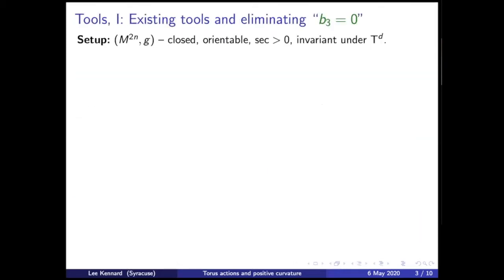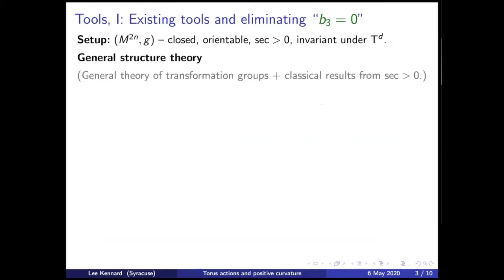So I want to go into the tools, and this slide is where I'm going to summarize a bunch of the tools that come in. I'm not going to go into details, but I just want to advertise some of the different things that come in, and then I'll discuss the main new tool starting on the next slide. First of all, we have a torus action, and these things have been studied in general for a long time. There's a whole theory of transformation groups, going back to Smith theory and then equivariant cohomology. There are conditions relating Betti numbers, for example, of the manifold to the fixed point sets.